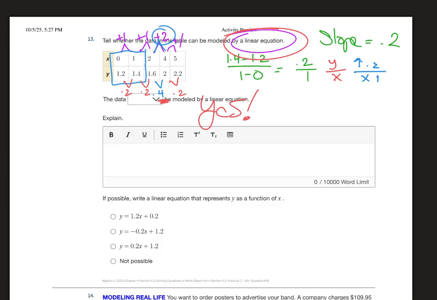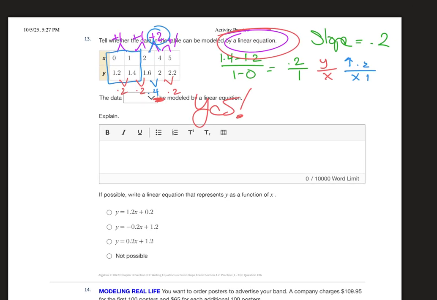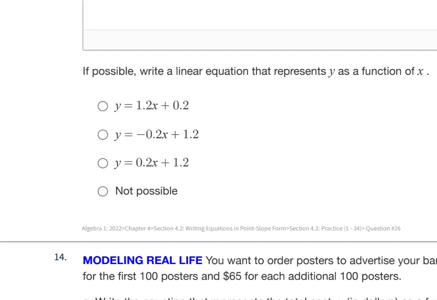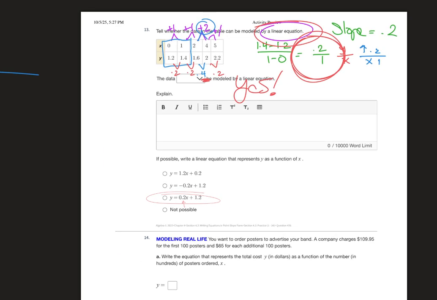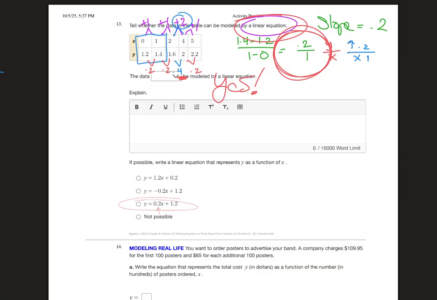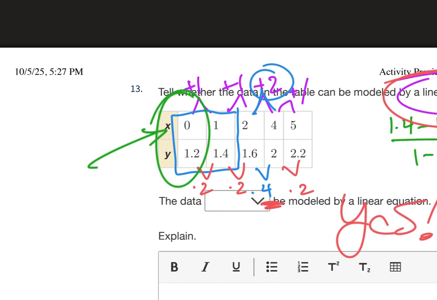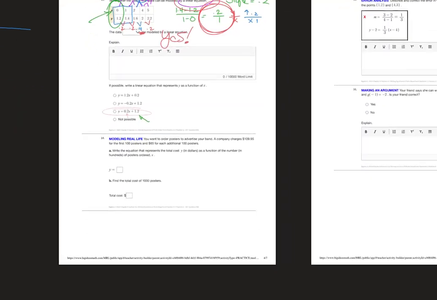So now it says, let's write an equation to represent that function. Well, that's really easy. Now that we've done the math, our slope is 0.2. So if we just look, it's that one. It's 0.2x. That's our slope. But then also, here's our y-intercept of 1.2. When x is 0, you get the y-intercept. So, boom, there's our y-intercept of 1.2.